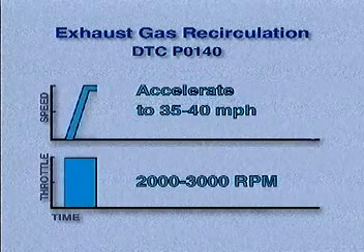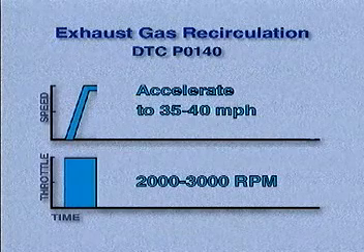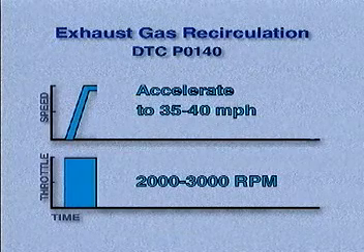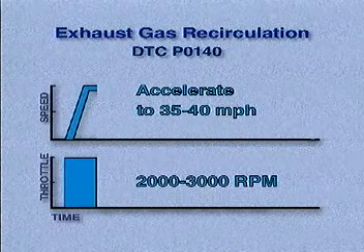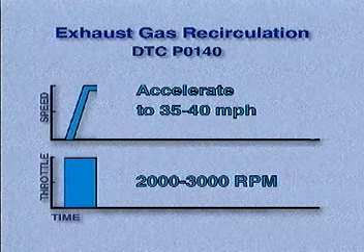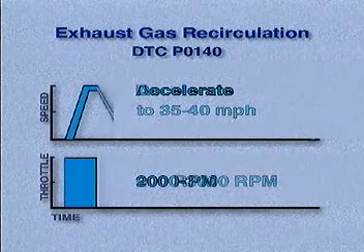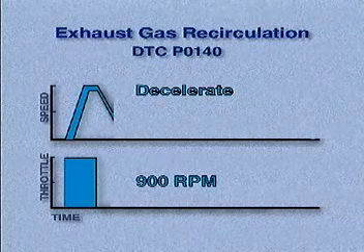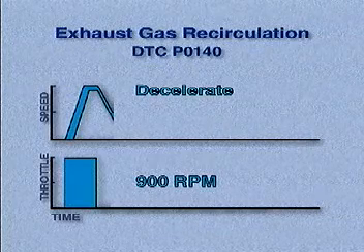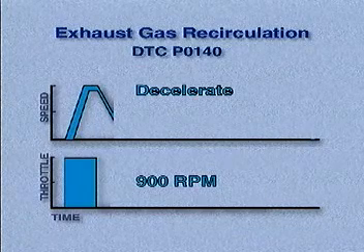Restart the engine and accelerate to 35 to 40 miles per hour. Use D range for cars equipped with an automatic transaxle, or shift through to fifth gear with a manual transaxle. With the engine running between 2,000 and 3,000 RPM, drive for 20 seconds, then decelerate until the engine is running at 900 RPM. The EGR monitor operates during deceleration, when intake manifold vacuum is steady and predictable.